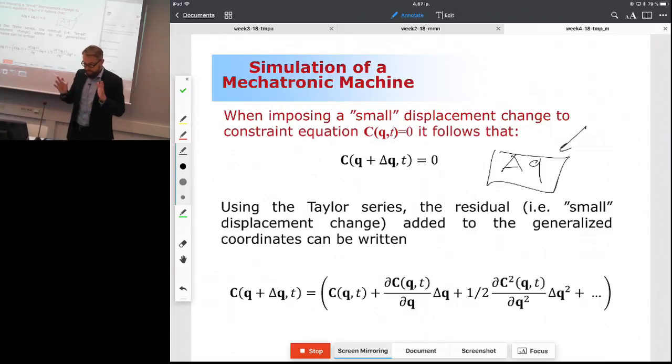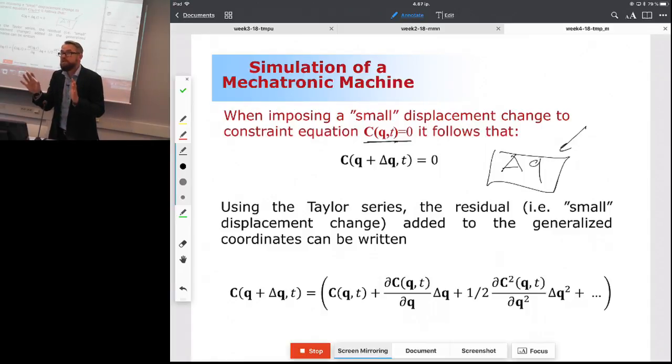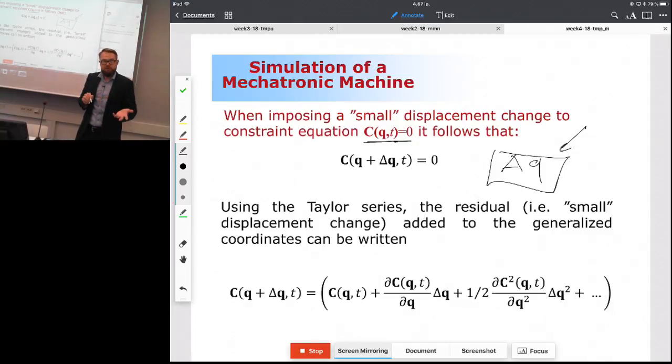All right, so that's what we're aiming for. Now, in order for that to happen, we have to get started from the constraint equations like they are written here. Keep in mind that this is a vector that includes all the constraint equations, everything is in this vector, from 1 to n number of constraint equations. And they are a function of generalized coordinates and possibly time.